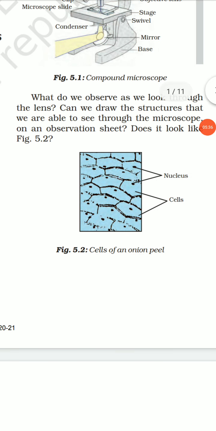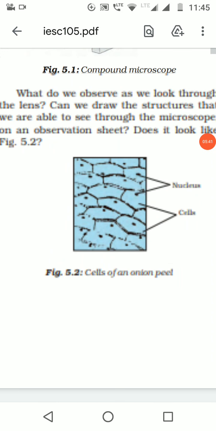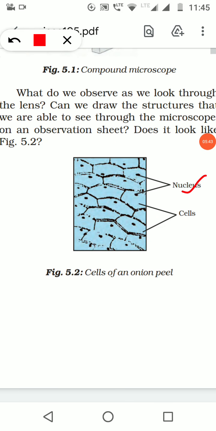When you see a cell like this, you can find that it has a nucleus. The small dots over here are the nucleus, and the whole thing is the cell. So this is the onion peel experiment.